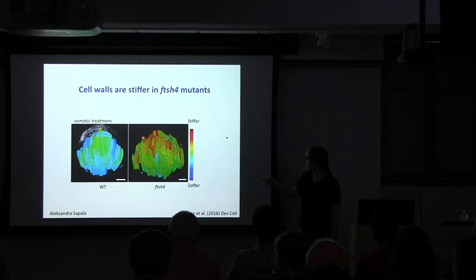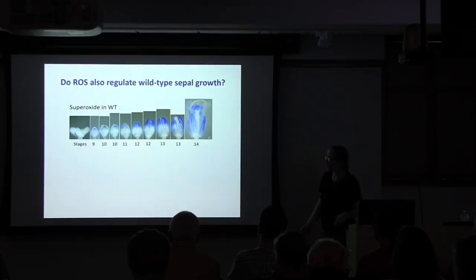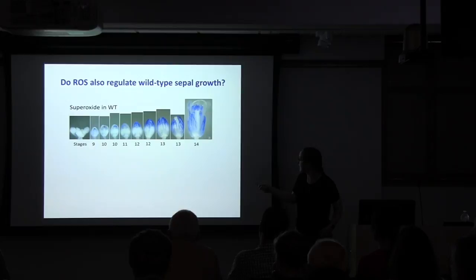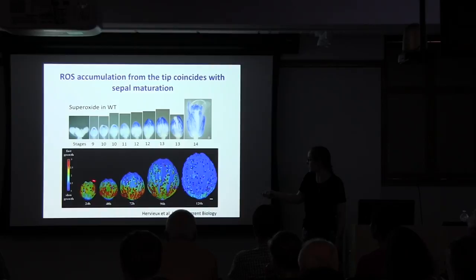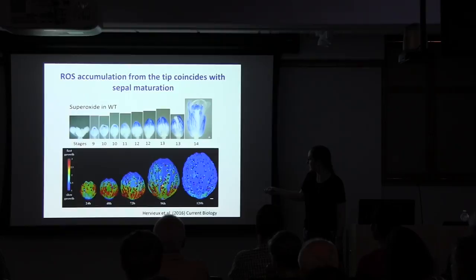So this makes us ask, do reactive oxygen species actually regulate wild type sepal development? And when I looked at this, I was really excited because I saw that reactive oxygen species were accumulating in the wild type in a tip-to-base gradient as the sepal matures. And that reminded me of the growth pattern. In young sepals, they're growing rapidly throughout, and then they start to slow from the tip at this blue slow growth, and it descends toward the base, very much reminiscent of this pattern.